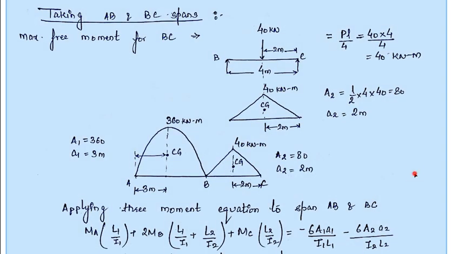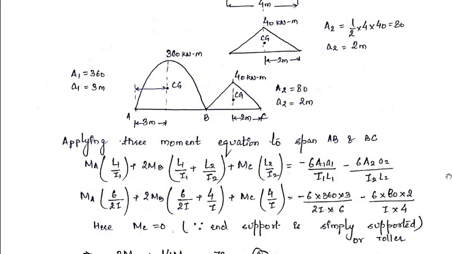Now apply the 3 moment equation to the span AB and BC. So we know this equation, the 3 moment equation, which is MA into L1 upon I1 plus 2MB into (L1 upon I1 plus L2 upon I2) plus MC into L2 upon I2 equal to minus 6 A1 a1 upon I1 L1 minus 6 A2 a2 upon I2 L2. Now just put all the values, keeping in mind the values of the moment of inertia, which is 2I for AB and I for BC, that is, for the second span it is I, and for the first span it is 2I.